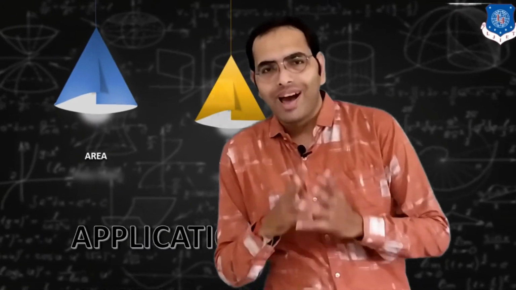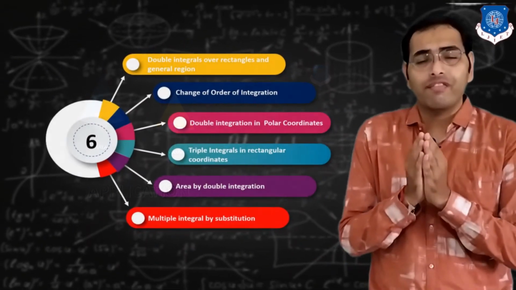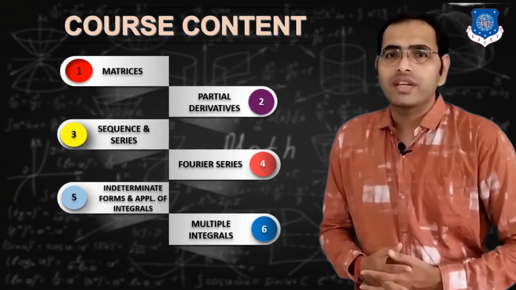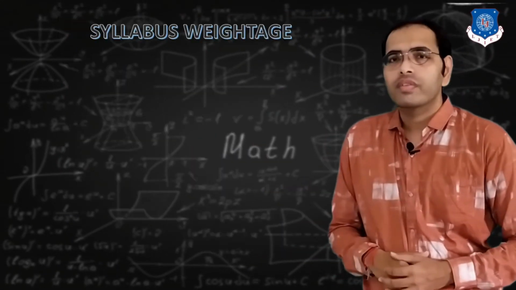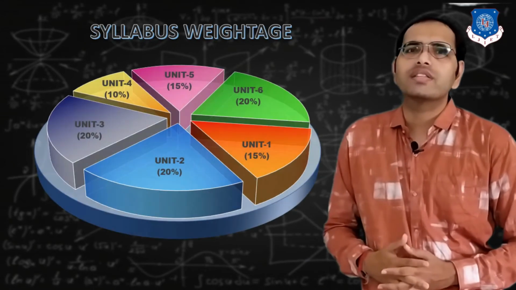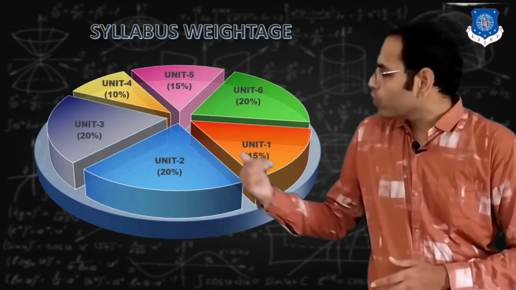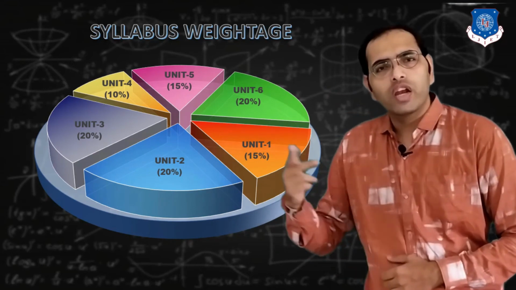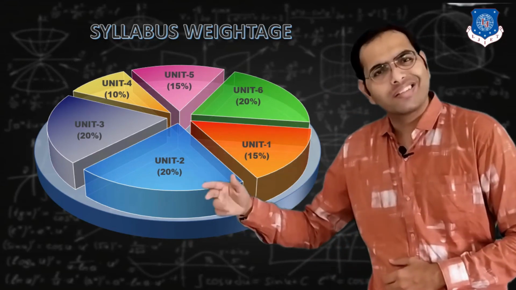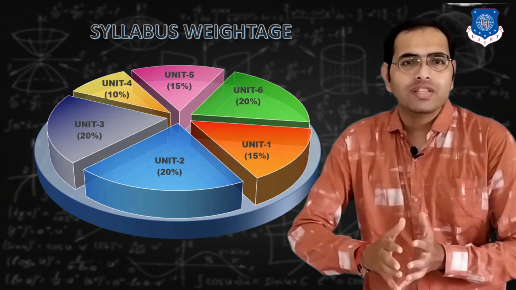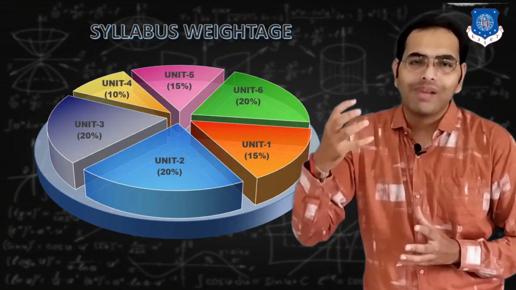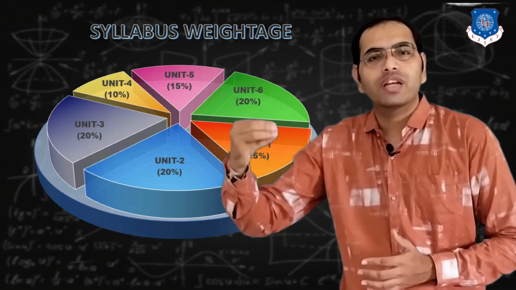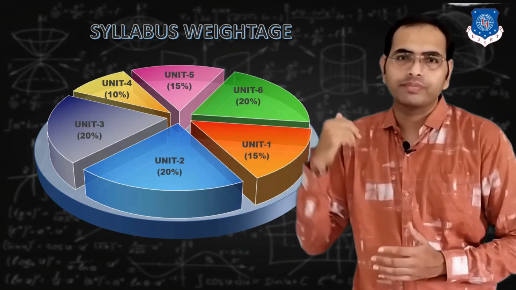Now, lastly, we can discuss our syllabus weightage. Let's see. Here, unit 1 is indicated by 15%, unit 2 20%, unit 3 also 20%, unit 4, unit 5 and unit 6, etc. This is the syllabus weightage, the marks weightage, which is asked in the university exam paper.